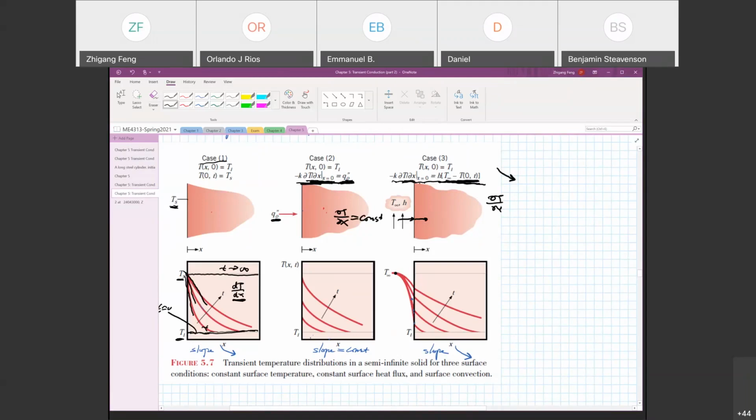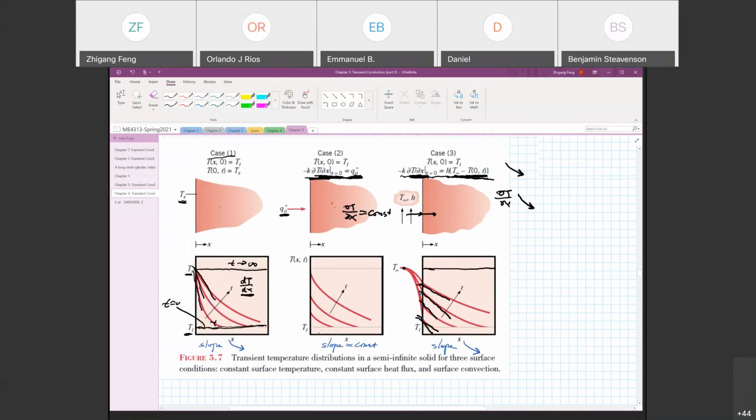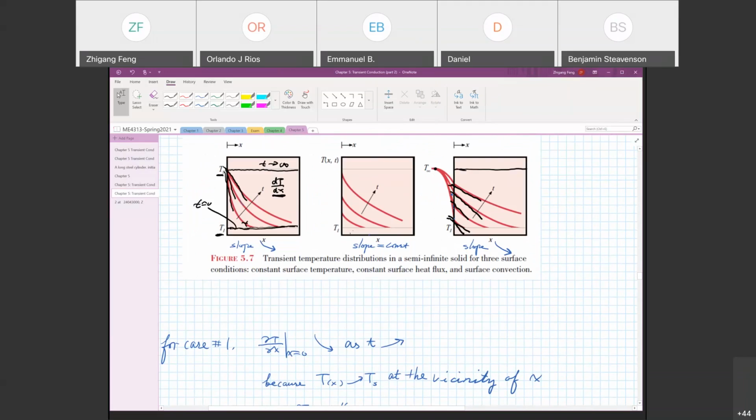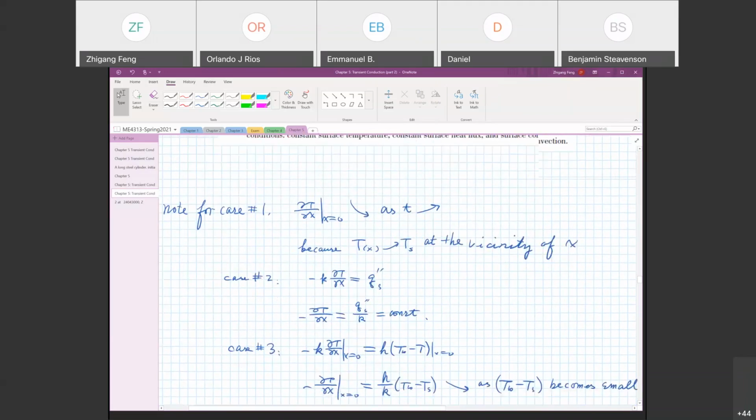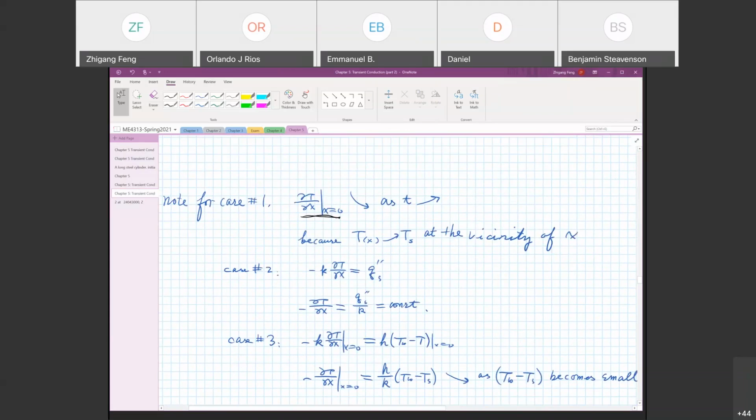As a result, the temperature gradient will also drop, right? So this partial T over partial x will decrease. This is exactly what you see in the graph. The slope starts with a large value, and then gradually it drops. Okay, and eventually, after sufficient time, the slope becomes flat. You have a zero slope. Okay, so these are the three cases, and I have a more detailed analysis of this change of the slope.